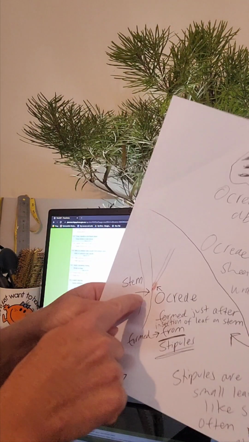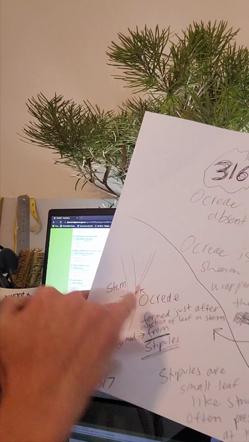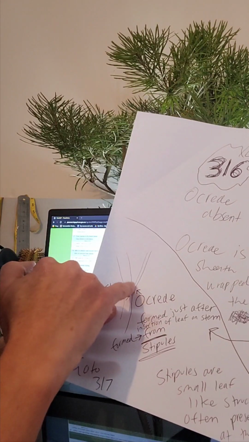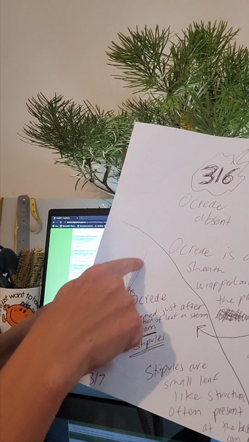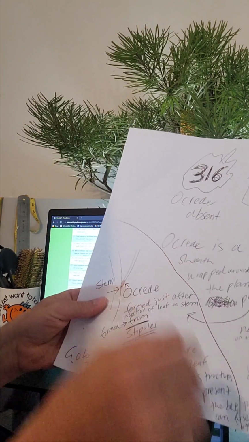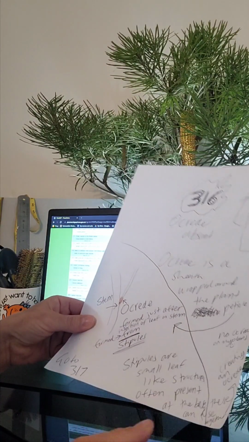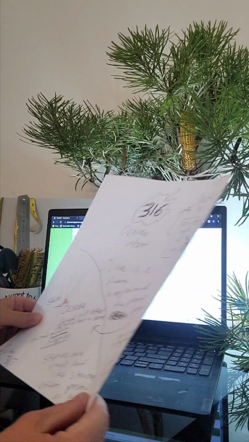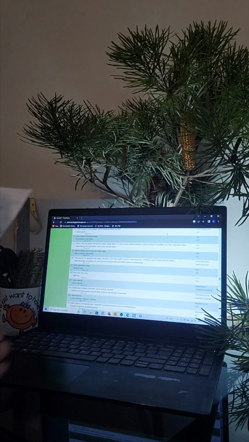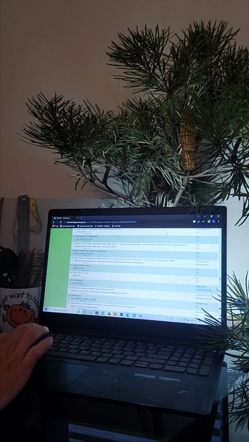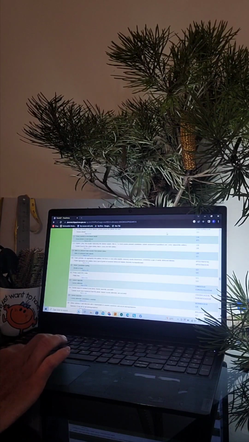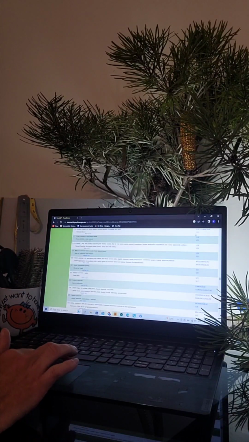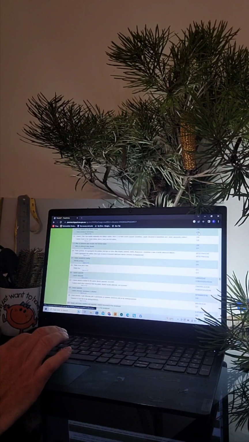So here's the stem. Okay, and here's the ochrea, this little sheath here, which goes onto this petiole here. It's formed just after the insertion of the leaf on the stem, formed from stipules. Stipules are small leaf-like structures often present at the base, and these fuse together creating an ochrea. Well, we don't actually have that on my plant, so we go to 317.